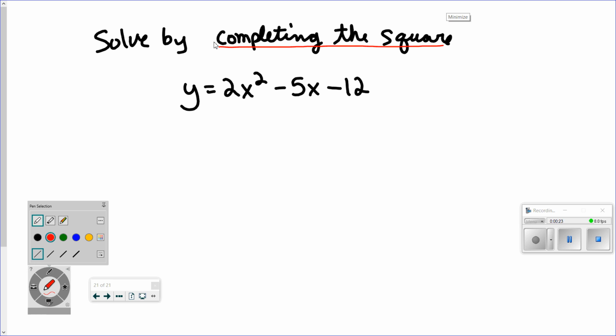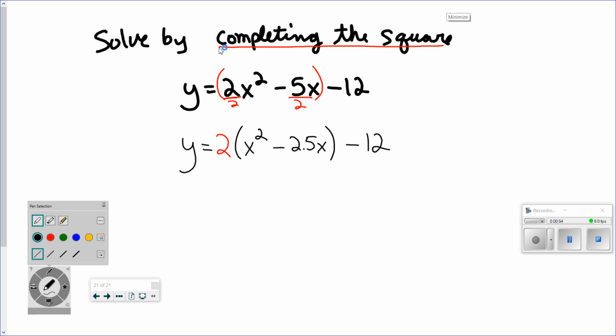So to take this equation and convert it to vertex form, we're going to group together the first two terms. Our a value here is 2, so we have to divide the 2 out from both of those terms. So when we do that, we have y equals 2 (x squared. Negative 5 divided by 2 is minus 2.5x), minus 12. Now, we have a decimal here for our b value, 2.5. That does not mean that we did anything wrong. That just means that we have a decimal.